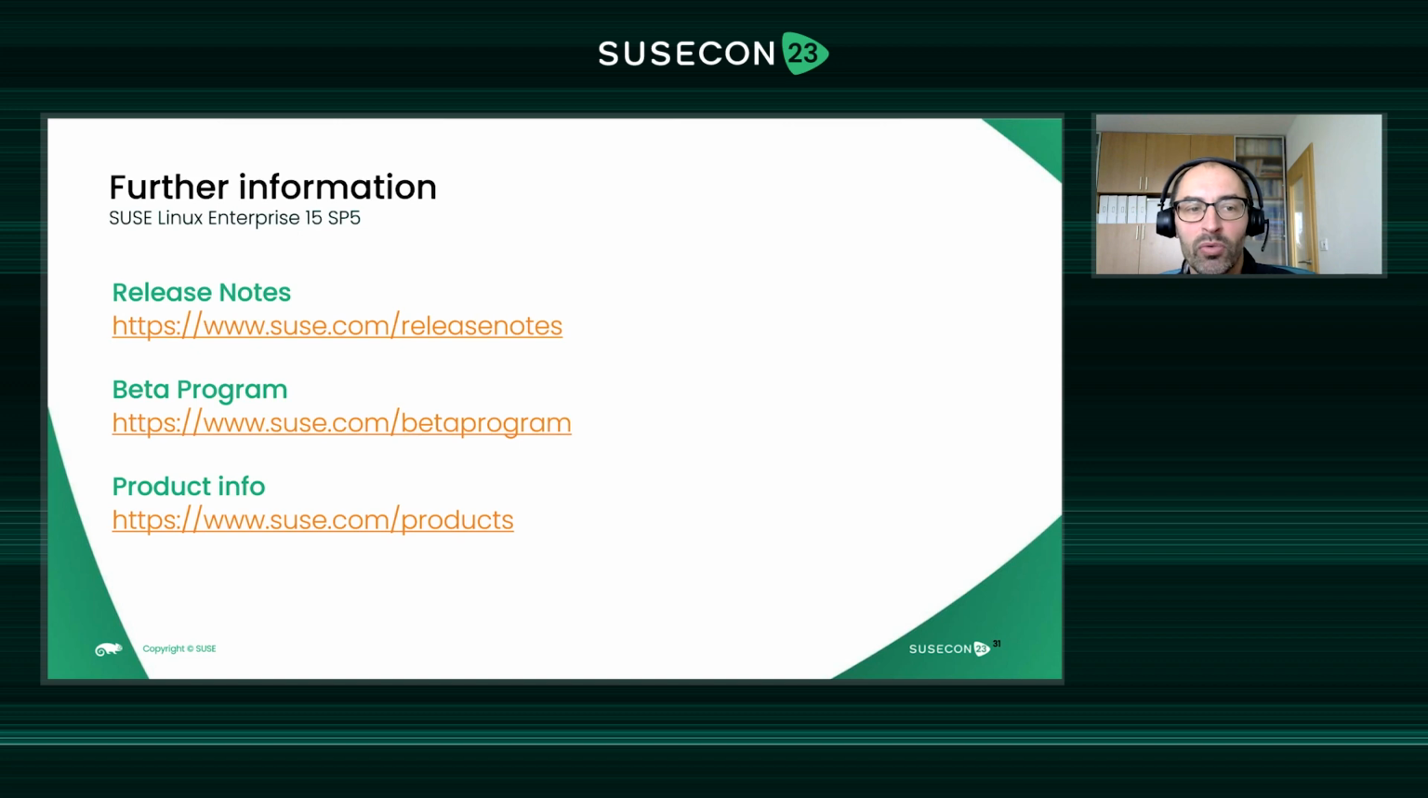I did mention the beta program, product information pages are an obvious choice, and release notes are a very good set of articles about technical details. So the stuff which I have mentioned in the slides is covered in detail in the release notes. Whoever is interested in that, I would encourage to go there and have a look. SLE 15 SP5 is already there, and so are all the old releases. So if you are interested, go have a look.